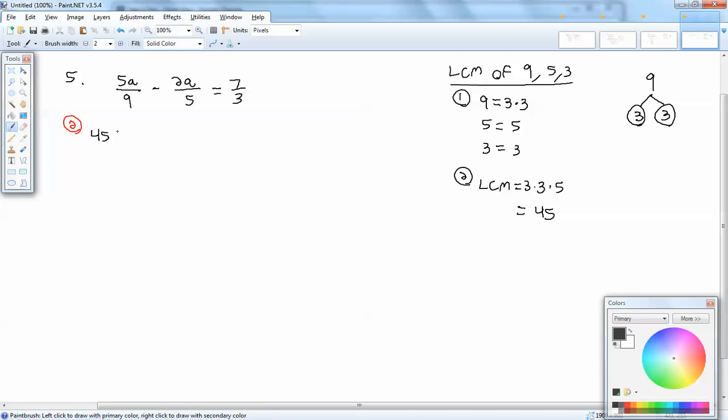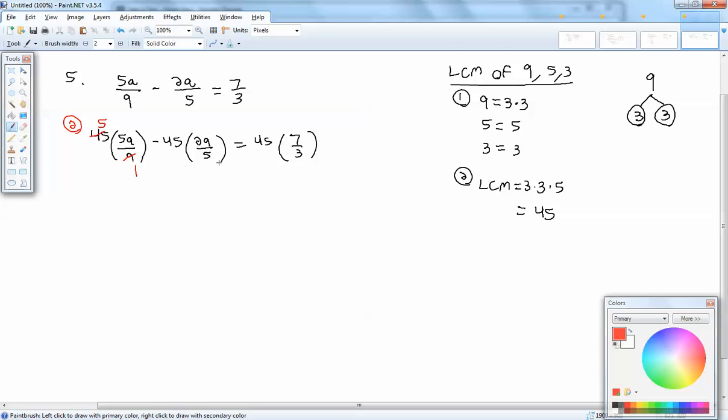I'll multiply it times this first fraction, times the 5a over 9. And I'll multiply it times this second fraction. Now notice this time I put the negative out in front. It doesn't matter where you put it. And I'll take 45 times the fraction on the right side. Now 45 and 9 are both divisible by 9. 9 divided by 9 is 1. 45 divided by 9 is 5.